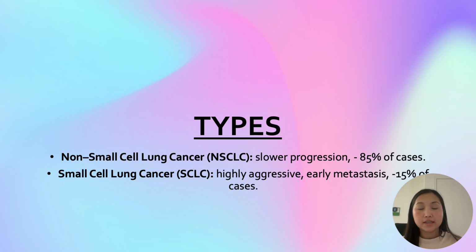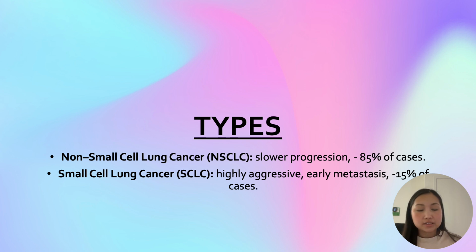So now we're going to get into the types of lung cancer. There's non-small cell lung cancer, which has slower progression and accounts for 85% of cases. And there's small cell lung cancer, which is highly aggressive, oftentimes has early metastasis, and accounts for 15% of cases. One thing to remember is small cell lung cancer is almost always associated with cigarette smoking.